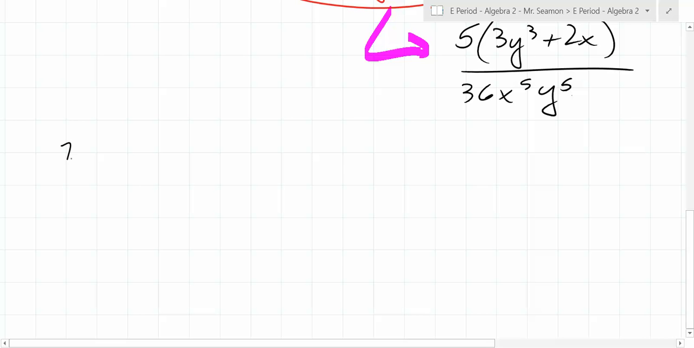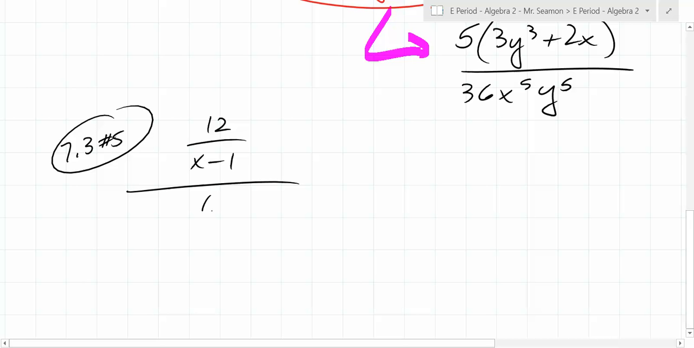So 7.3, number 5. It's 12 over x minus 1 all over 6 over x. Is there anything you can do to simplify either the numerator or denominator fractions? No. So what could you do at this point? What does it equal, Milo? Dividing by a fraction is the same thing as multiplying by the reciprocal. So we're multiplying by what?